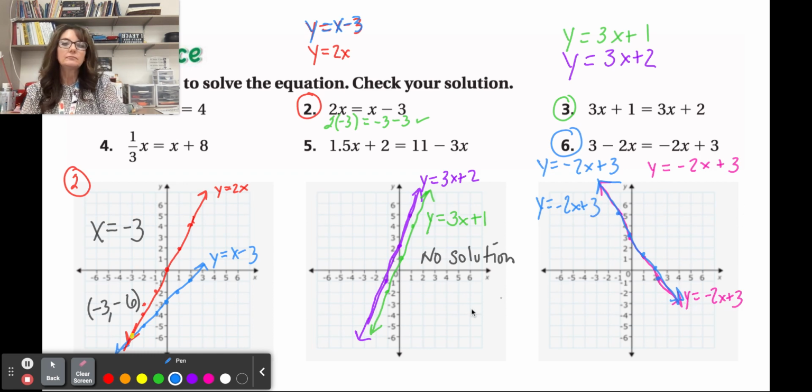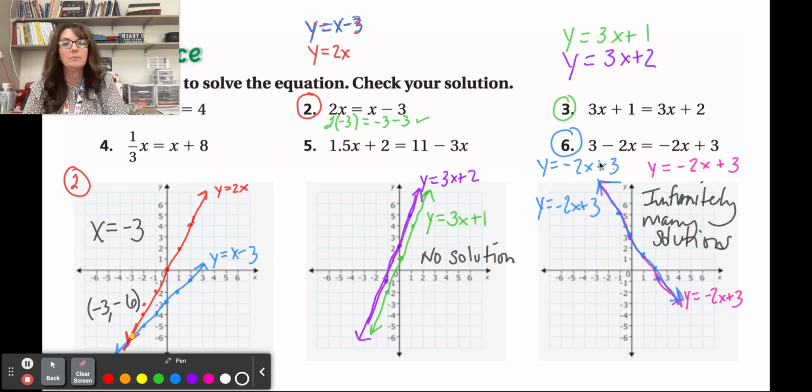But anyway, it's the same line. So what do we have? We have infinitely many solutions, because it is the same line, so that could happen. But again, usually by inspection, you'll be able to tell that, and I'm totally fine with that. I'm going to go ahead and clear, so we're ready to move on.